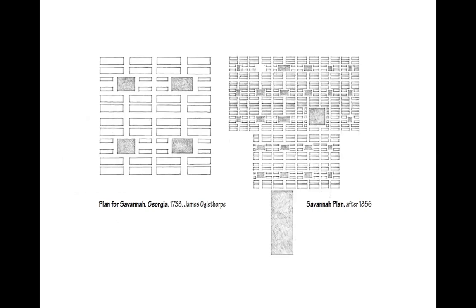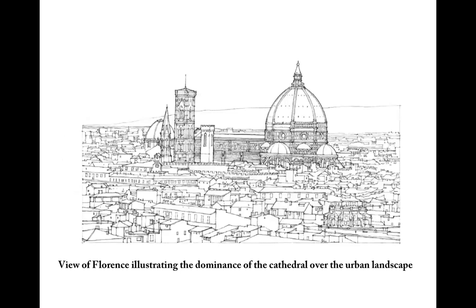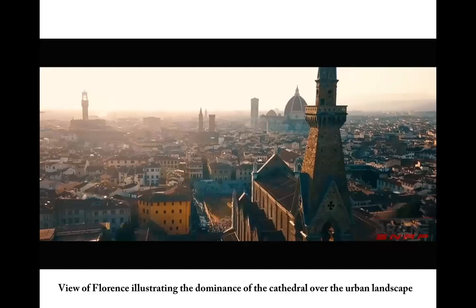Here's an example of hierarchy in a plan for Savannah, Georgia. As you can see, different sizes. Another good example, this is the view of Florence. It illustrates the dominance of the cathedral over the urban landscape. As you can see, the dome there stands really tall and proudly as a form of hierarchy. Let's take a look at the video.